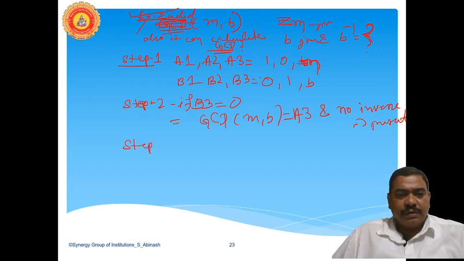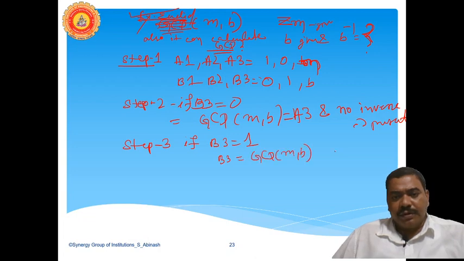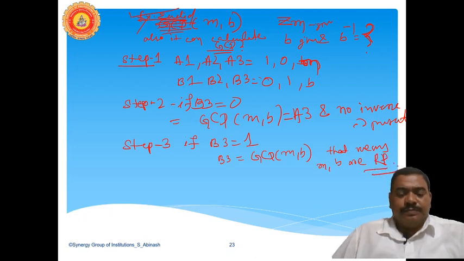And step 3, if B3 is equal to 1, then B3 is equal to GCD of M and B. That means M and B are relatively prime. If this is not true, otherwise step 4.